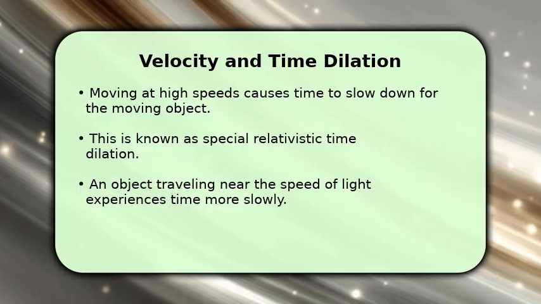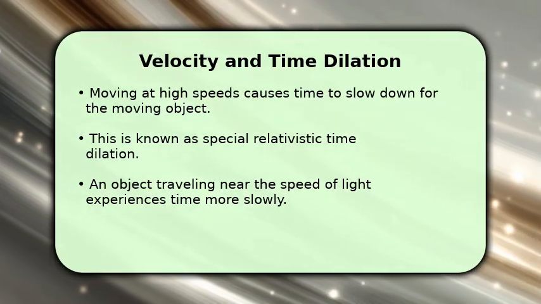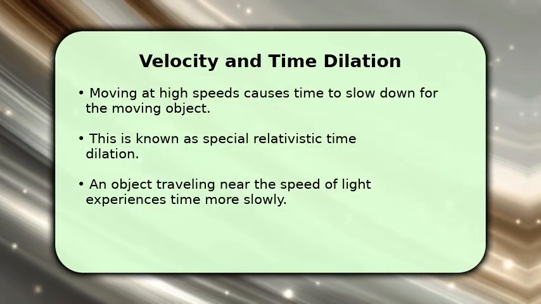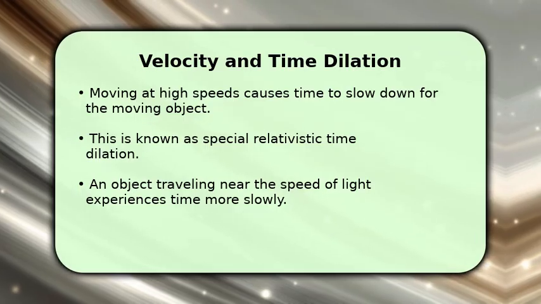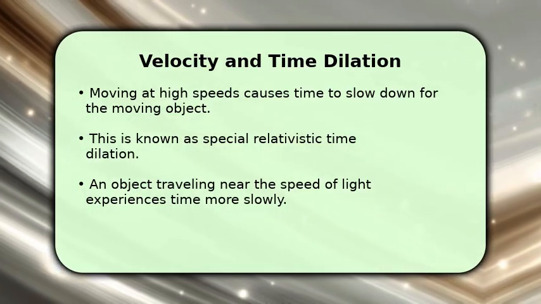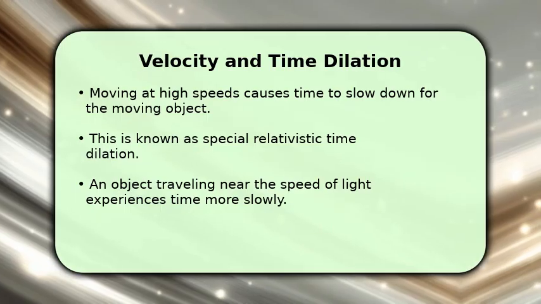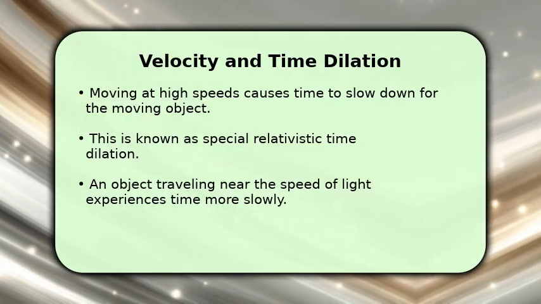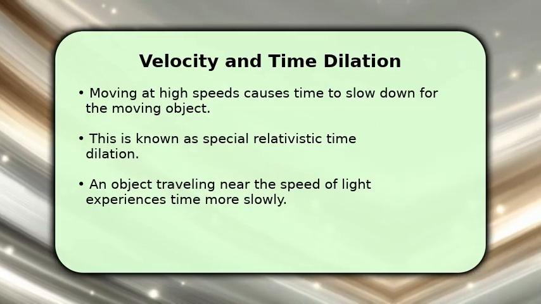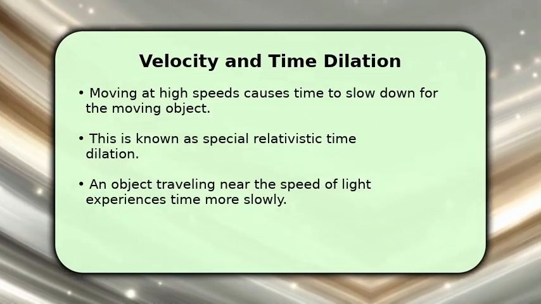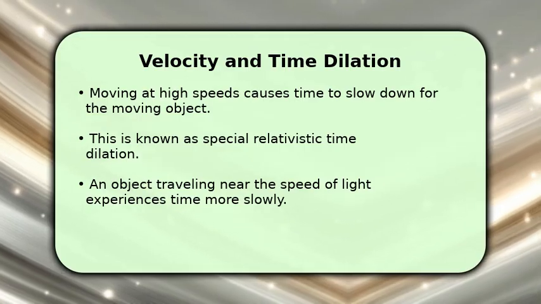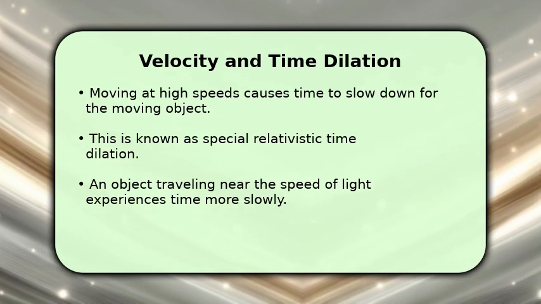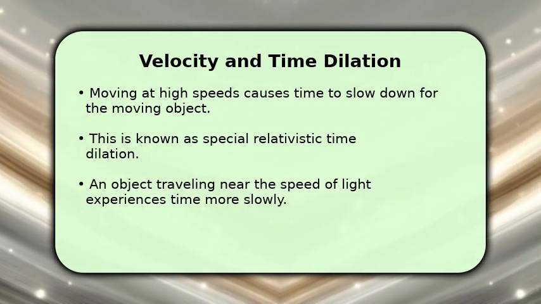The second way to observe time distortion is through velocity. The faster an object moves, the slower time passes for that object relative to a stationary observer. This is known as special relativistic time dilation. If you were to travel near the speed of light, say 99% of it, time for you would slow down dramatically. Even astronauts on the International Space Station, moving at 17,500 miles per hour, experience this effect, aging a tiny bit slower than people on Earth.